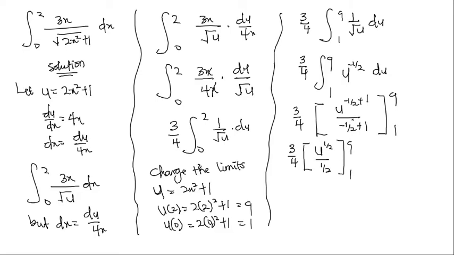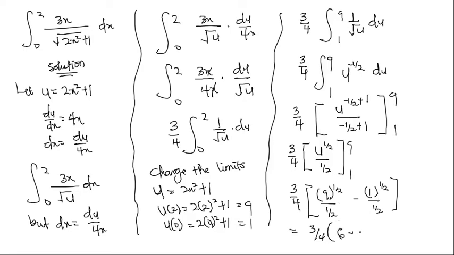Alright, so from here, all I need to do is write 3 on 4. Then I bring 9 here, 9 raised to the power half divided by half, minus, then I substitute 1, so it will be 1 to the power half on half. So this will be equal to 3 on 4. Now the entire 9 raised to the power half divided by 1 over 2 will give me 6, and this will give me 2. If I multiply everything over here, I'm going to get the answer.